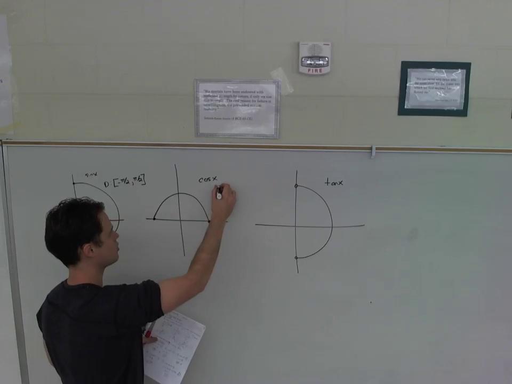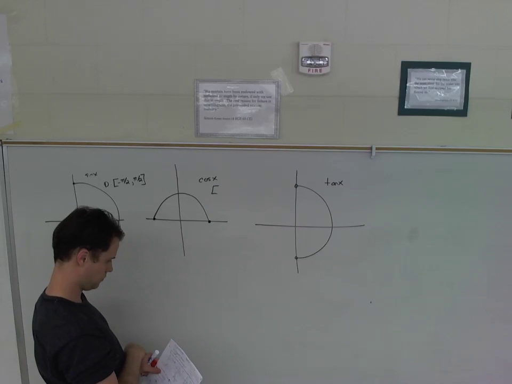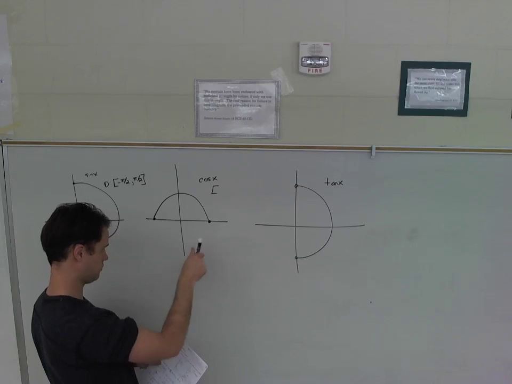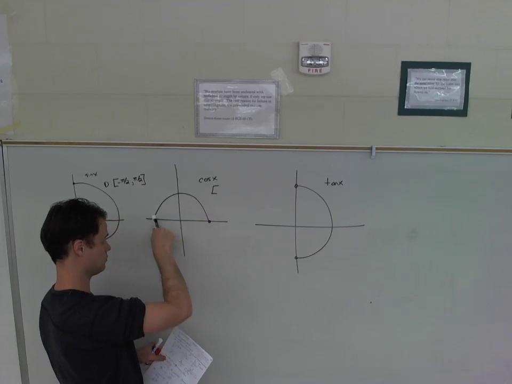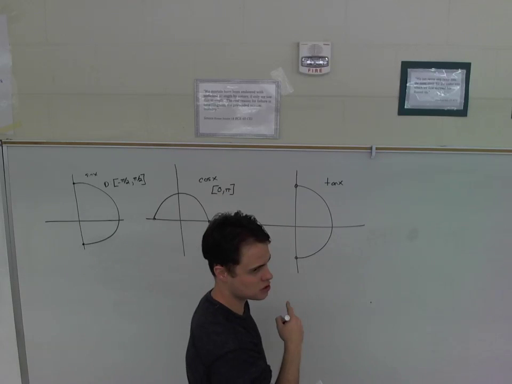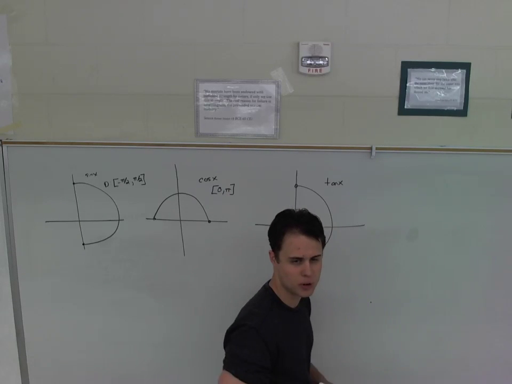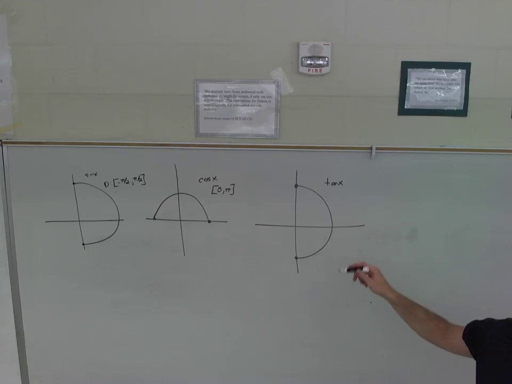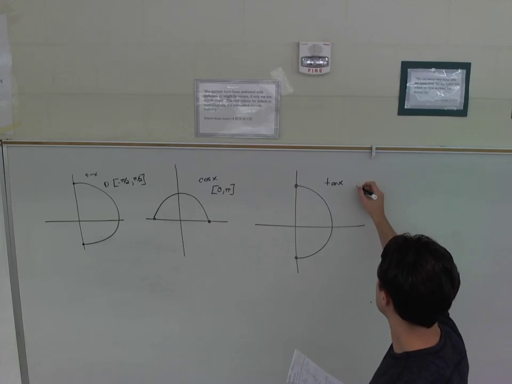Cosine, we go 0 to pi. Thank you, Allison. And tangent's the same, except you can't include the endpoints. Why are those not included? Let's remember what the graph of tangent looks like. Every pi over 2 it has an asymptote. Those are asymptotes, right? That's why those aren't included.